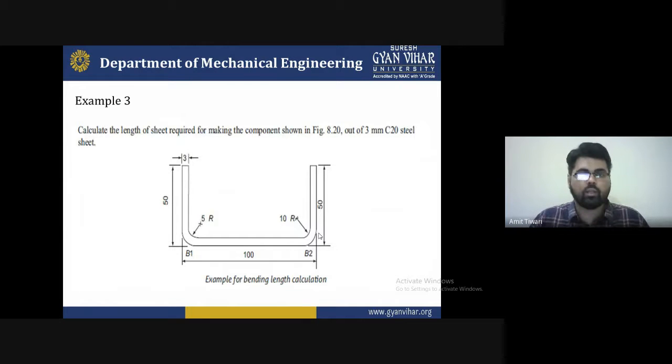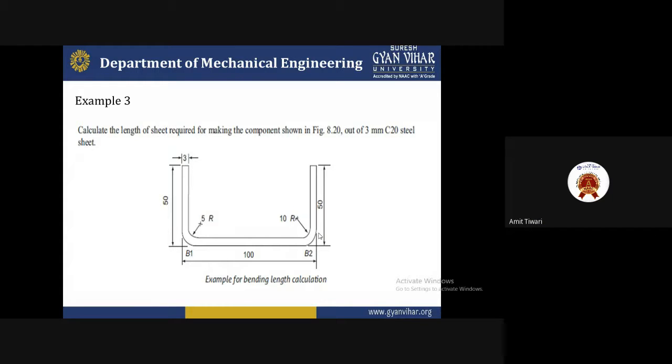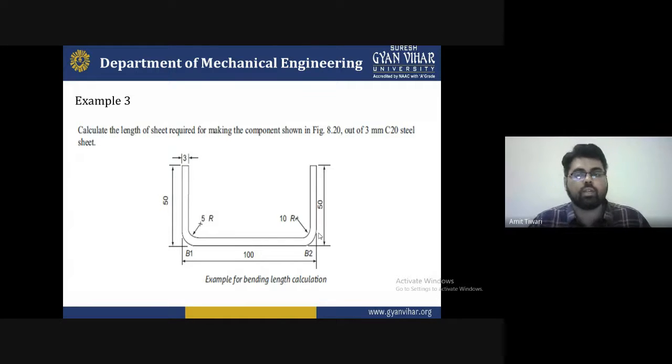Now the example number three, that is, calculate the length of sheet required for making the component. So calculate the sheet required for making the component. That means out of the 3 mm, C20 steel we have considered for this.